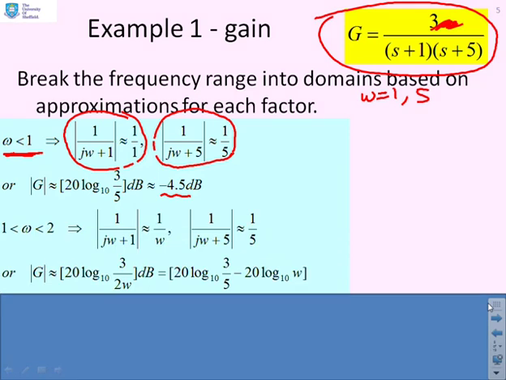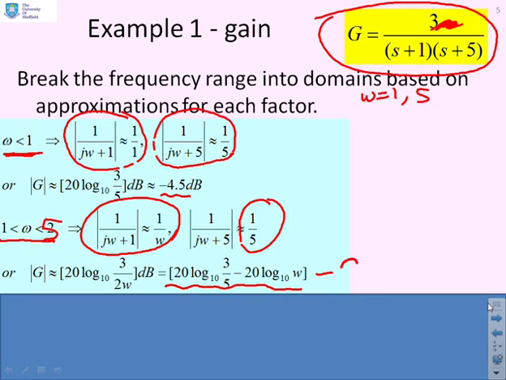What happens if 1 is less than omega is less than 5? I'm afraid that should say 5, not 2. If omega is between these two corner frequencies, in this particular case, 1 over j omega plus 1 can be approximated by 1 over j omega, or the gain is just 1 over omega, and the 1 over j omega plus 5 is 1 over 5. So when I put those two things in and do my approximation, what do I notice? I've got minus 20 decibels per decade as the slope.